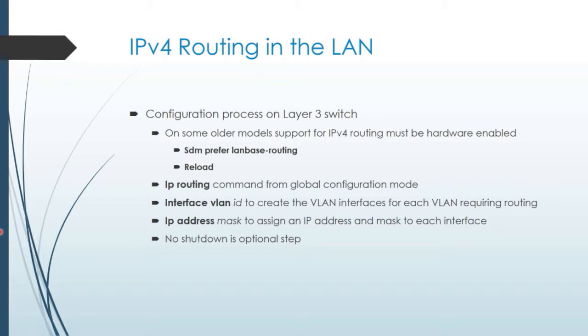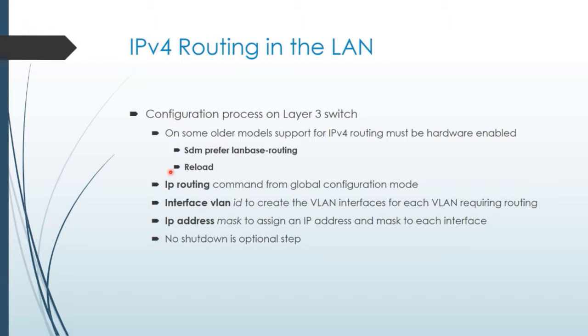So the configuration on the layer 3 switch is really going to be just as follows. Now, keep in mind, some older routers will require the support for IPv4 routing to be hardware enabled. In order to do that, we will utilize a command, SDM prefer LAN-based routing. We see that here. Okay, so that command turns on IPv4 routing capabilities, and then generally speaking, we have to reload the switch because it's a hardware-enabled thing.